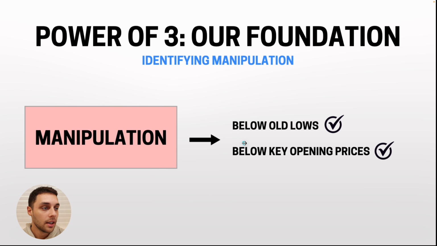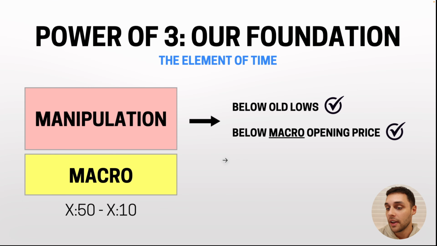So if we progress here, let's identify the manipulation phase. So these examples are for bullish scenarios. Okay, and you just flip and reverse the logic for bearish setups, of course, and we'll look at some bearish examples when we get to the chart portion of the video. Okay, so identifying manipulation, we want to see price go below old lows and below key opening prices. Now we can dissect the manipulation phase further, and this is your major advantage as an ICT trader, the element of time, or a macro window.